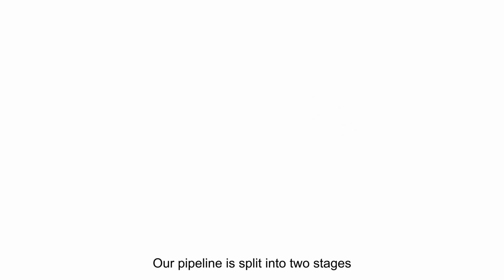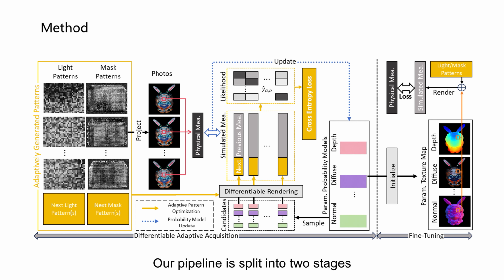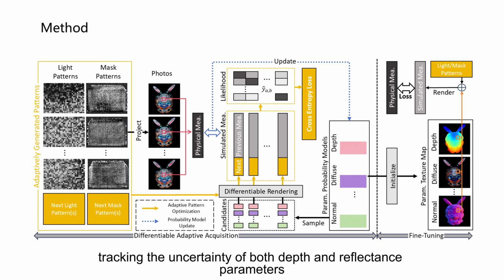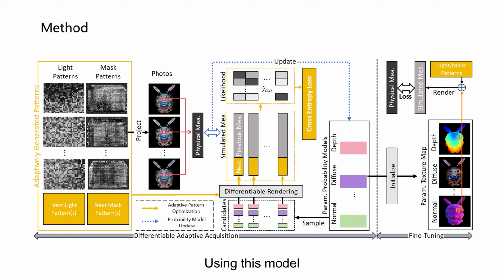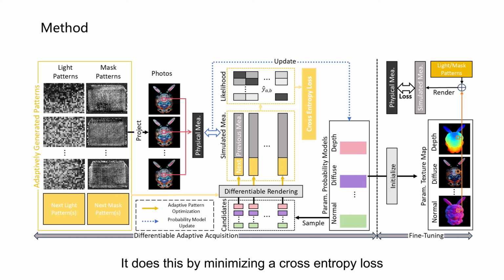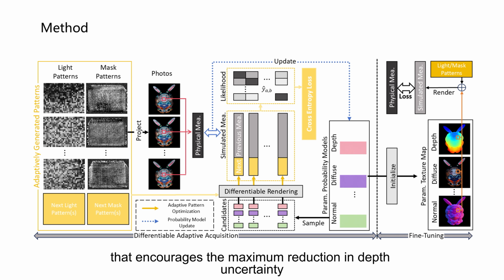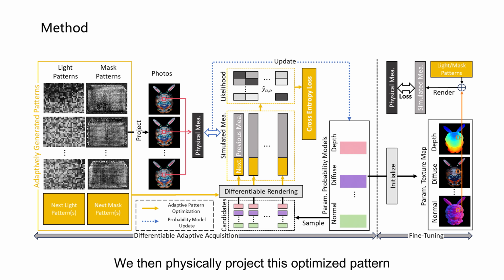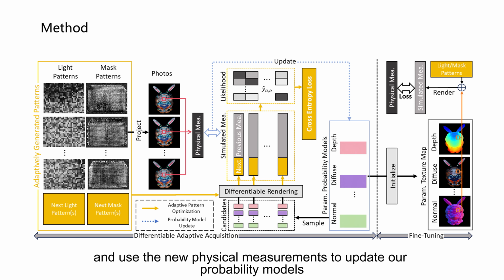How does it work? Our pipeline is split into two stages. First, in the differential adaptive acquisition stage, we maintain a pixel-wise probability model tracking the uncertainty of both depth and reflectance parameters. Using this model, our system automatically computes the optimal next light and mask patterns. It does this by minimizing a cross-entropy loss that encourages the maximum reduction in depth uncertainty.